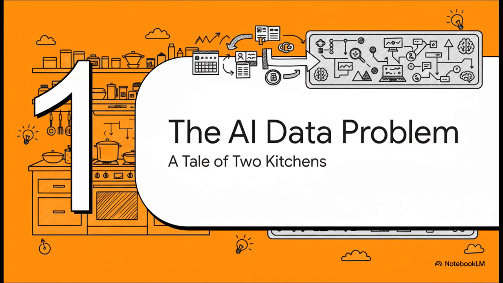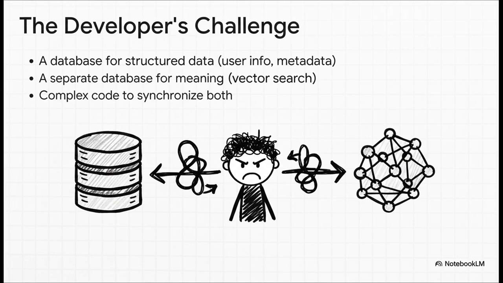All right, let's get right to the heart of the problem. If you're building a modern AI application, you run into this really specific, kind of frustrating challenge. We're going to call it the tale of two kitchens. Picture this. You're a developer, right? In one hand, you've got your normal, everyday database. It holds all your user info, product metadata, that kind of stuff. But then, for all the smart AI features, like understanding search queries, you need a totally separate vector database. The result is this constant, complicated dance trying to keep these two separate systems in sync.